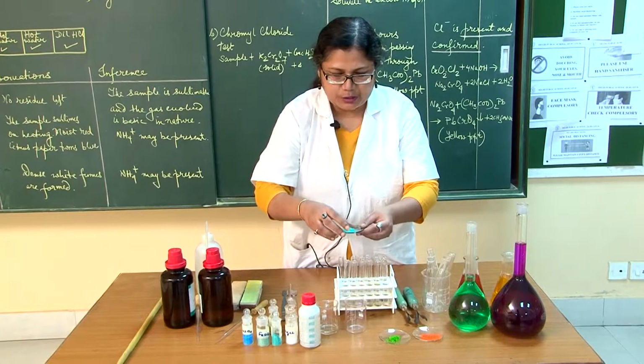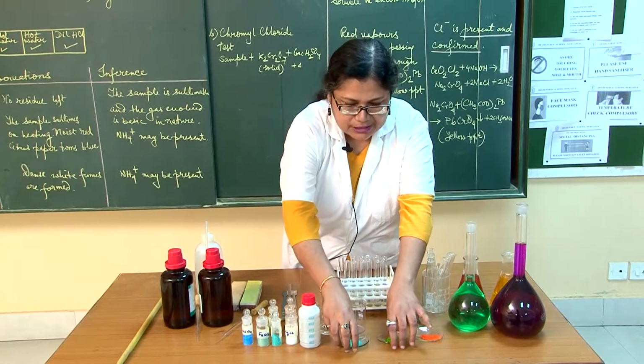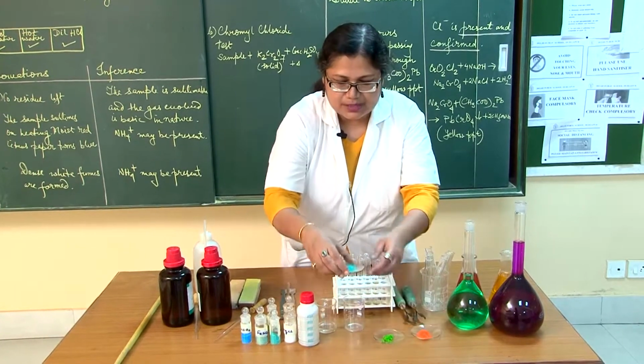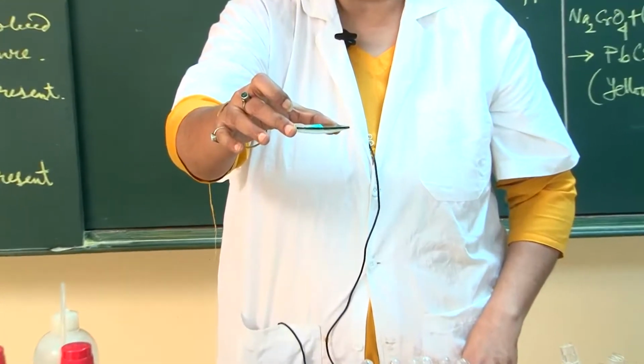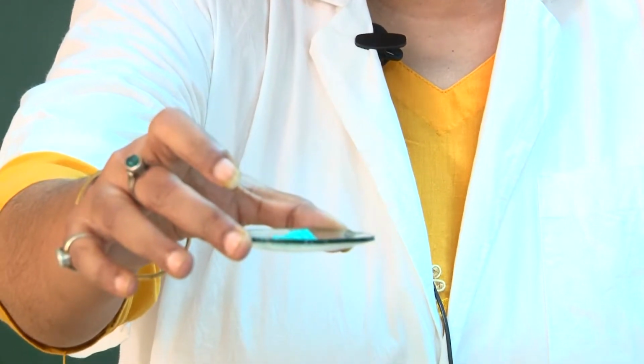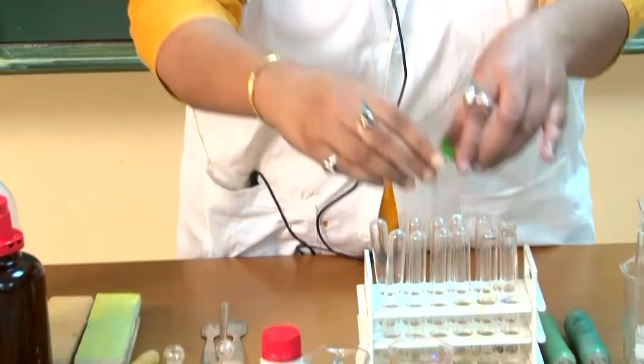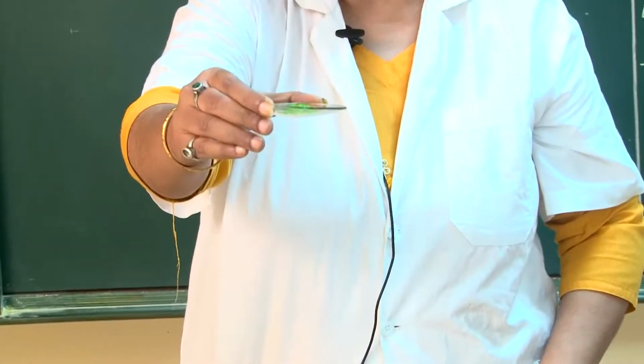Now, students, here you can see I have beautiful colored dry sample salts. This is a sample of nickel sulphate, NiSO4, you see the bluish green color, and here I have got a sample of grassy green colored nickel chloride.